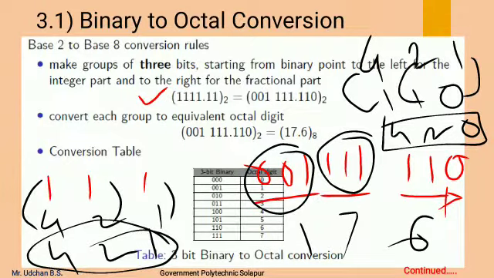So we will get 17.6 as an octal number for the given binary number. This is how the binary to octal conversion can be done. In the table, the equivalent octal numbers have been shown.